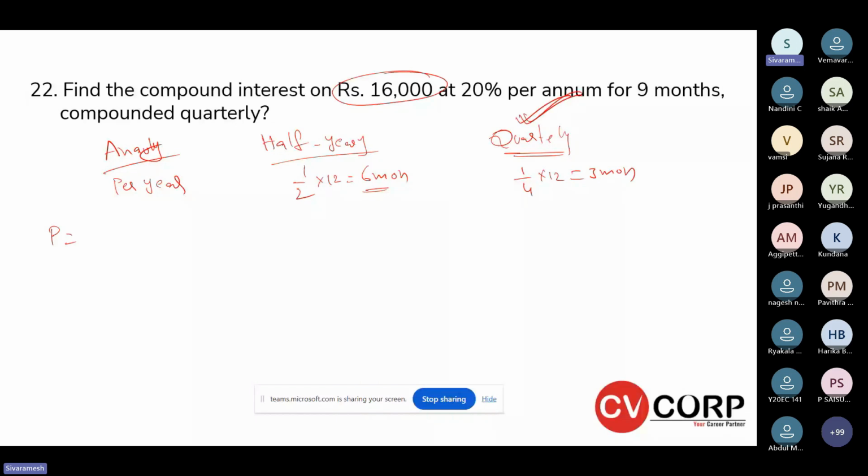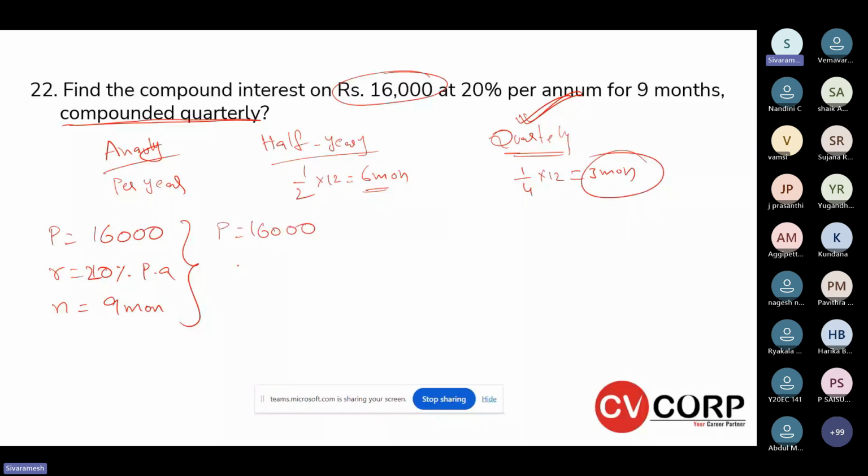Principal amount is 16,000. The rate of interest is 20% per annum they mention, and the total time period they have given is 9 months. So I can say that the time period is 9 months. Okay, now everything they have given is per annum, correct? So when it is compounded quarterly, we know that quarterly means every 3 months. So the principal amount will not change. So for compounded quarterly it is 16,000. Now if you observe the new rate of interest, let's consider it as r dash. It is 20% per annum. So for 1 year it is 20%, right?